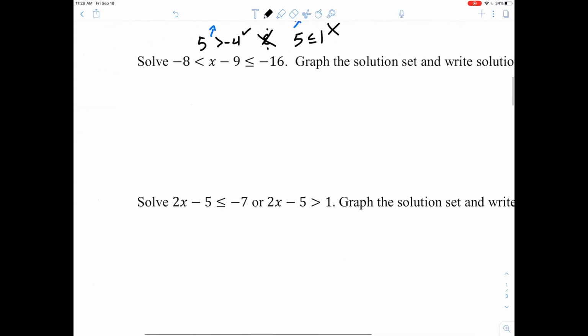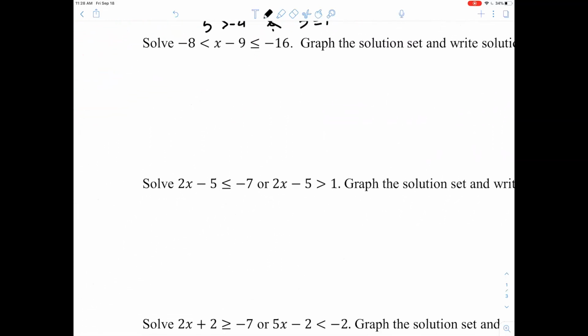Okay, let's go to the next one. So again, we have -8 less than x minus 9 less than or equal to -16. This is another compound statement, and this is a conjunction. So these two statements are combined with the word and. It says this: -8 is less than x minus 9, and x minus 9 is less than or equal to -16. So we are looking for intersection.